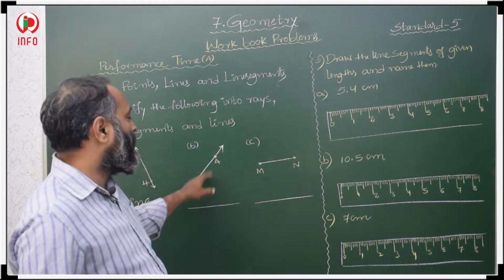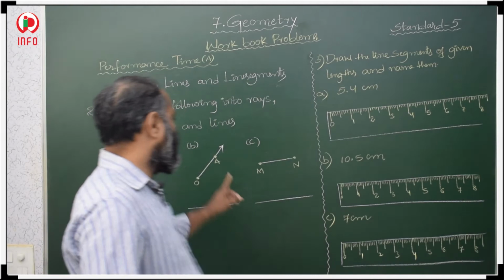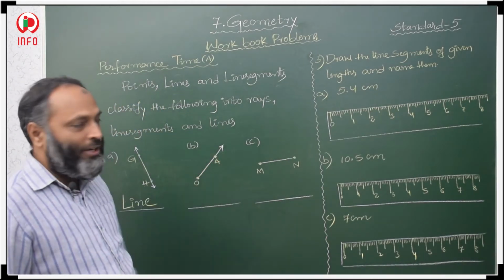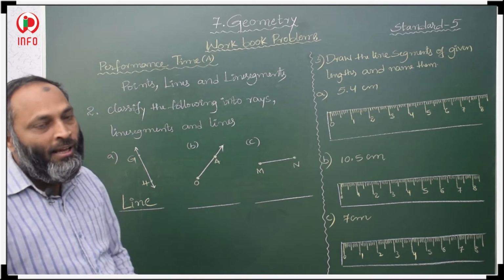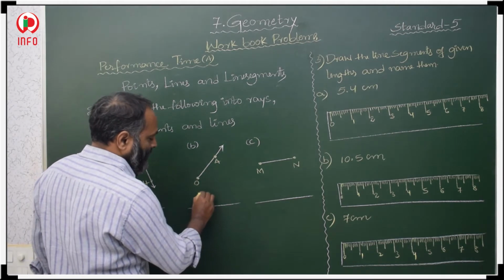Here we have one end point, and in one direction we have an arrow. It means it extends only in one direction. So one initial point is there, so it is a ray. If one arrow is there and one initial point is there, then that is a ray.